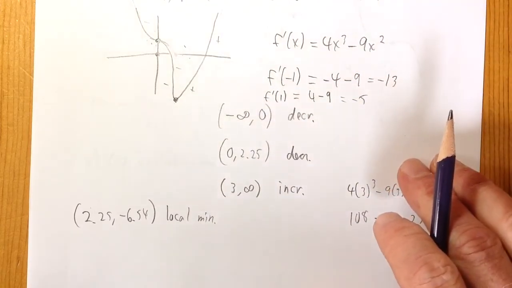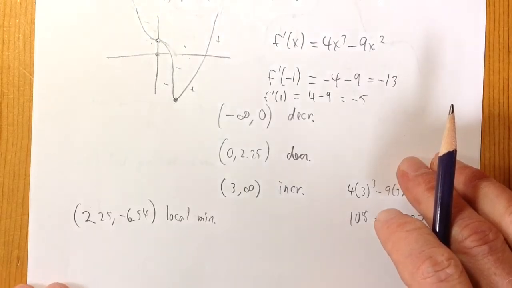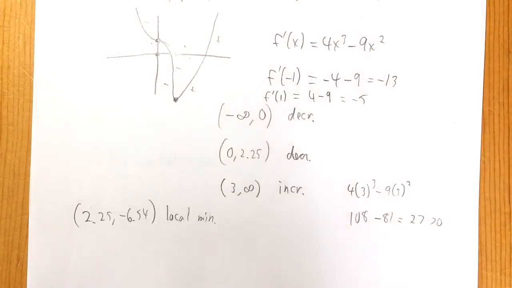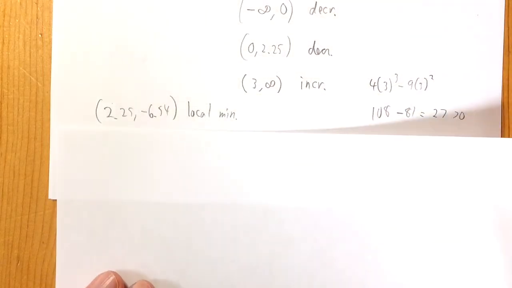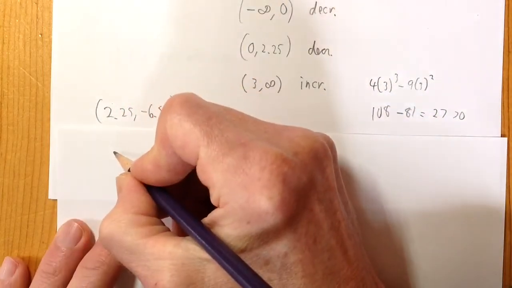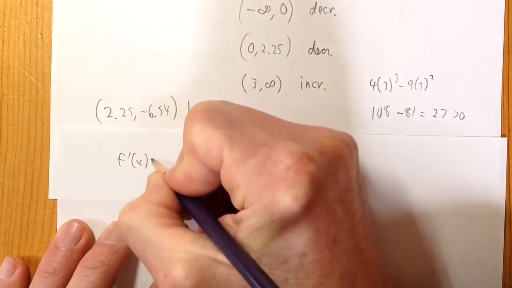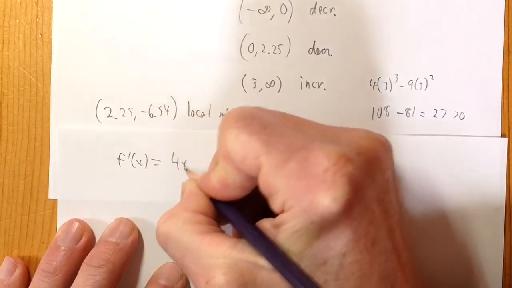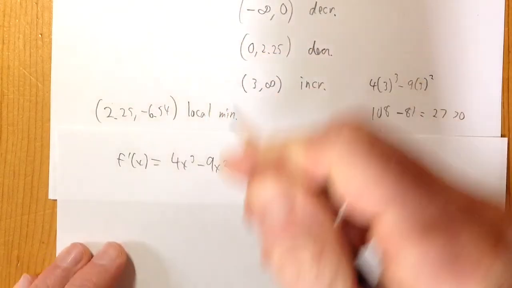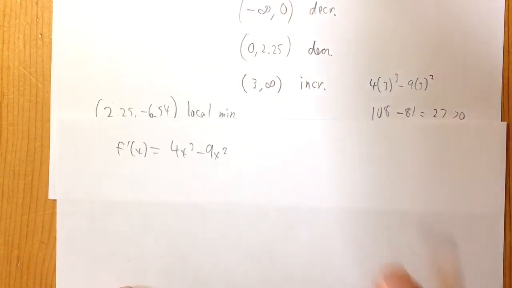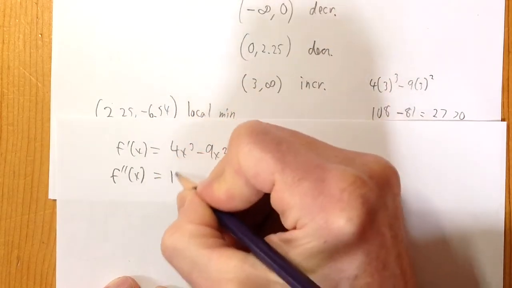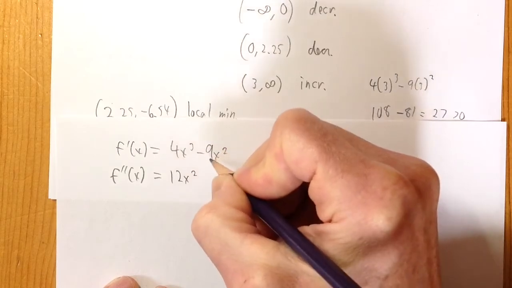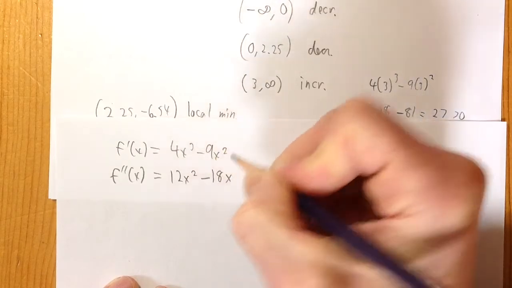All right, now find intervals of concavity and inflection points. Those are places where maybe we can use the second derivative to tell us some interesting things. So let's look at the second derivative here. The first derivative we already figured out was 4x cubed minus 9x squared. The second derivative then, these are easy derivatives, is 3 times 4, 12x squared, minus 2 times 9, 18x.